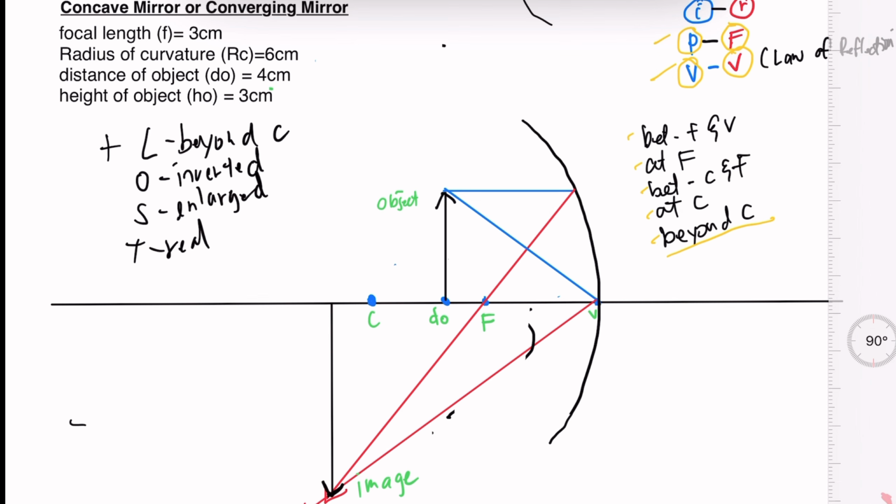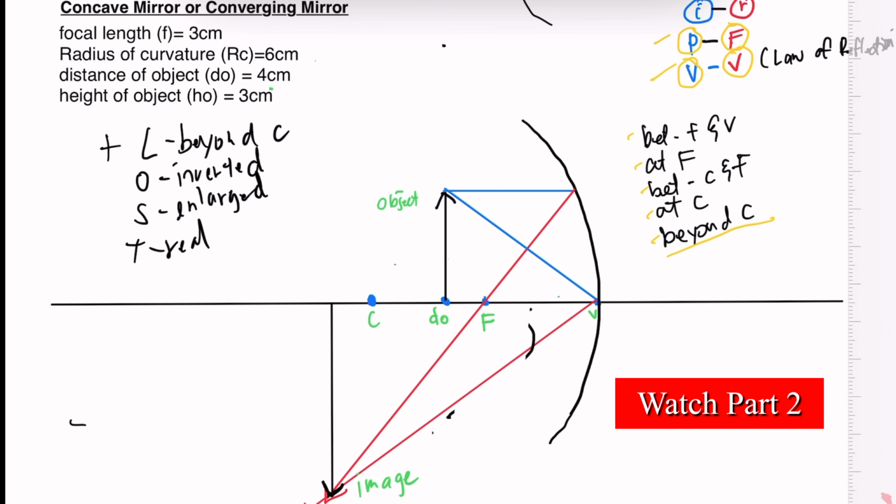Because it is different when it comes to a convex mirror. For the next video, I'm going to show you the important thing that you need to do if you notice that the reflected rays do not converge or intersect in front of the curved mirror.